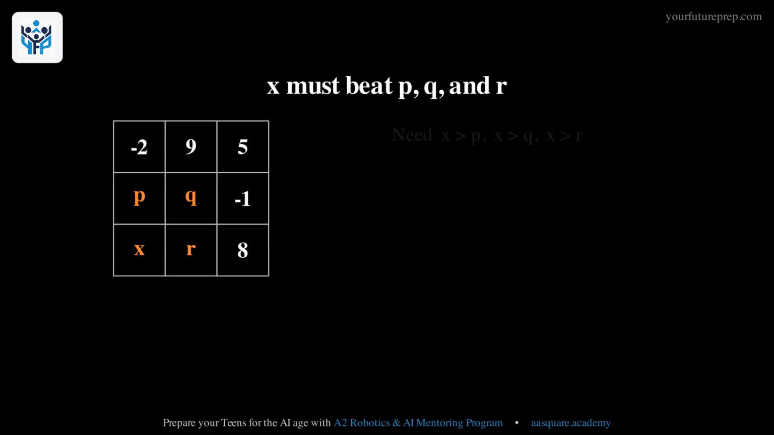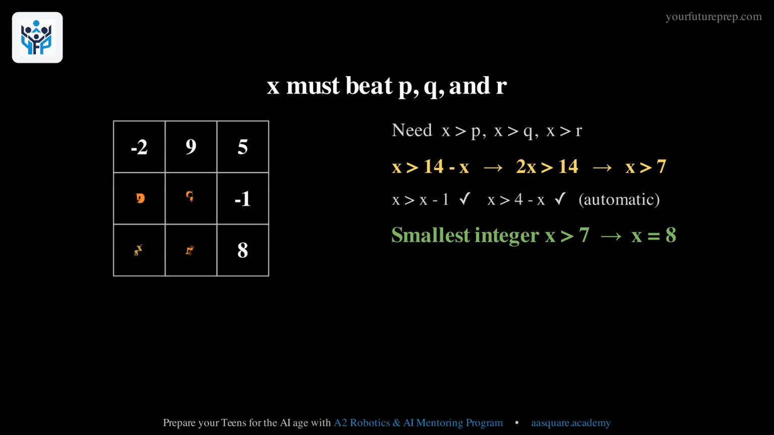Now use the key condition. x must be larger than all 3 of P, Q, and R. Compare x with P. We need x greater than 14 minus x. Adding x to both sides gives 2x greater than 14. So x is greater than 7. The other 2 conditions, x greater than x minus 1 and x greater than 4 minus x, hold automatically once x is greater than 7.